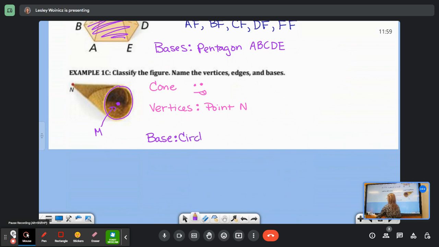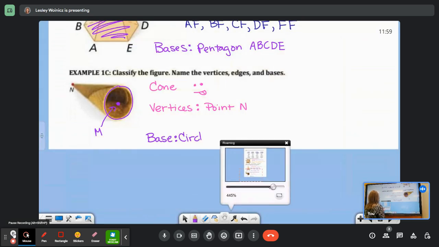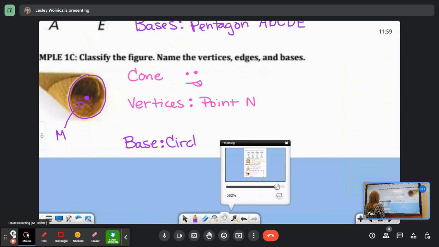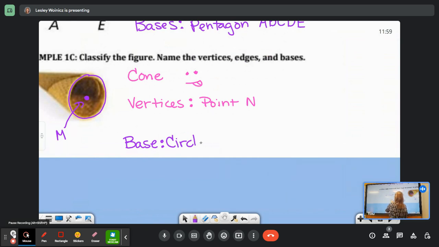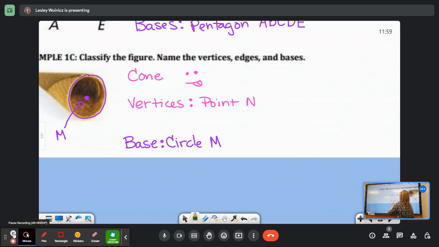Circle M. Okay, and as for the edges, we don't have any, which is what I thought, but I wasn't positive. Edges, we have none.